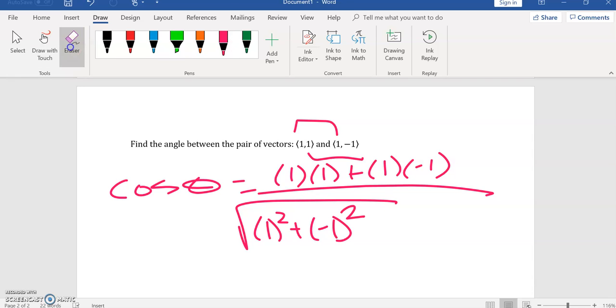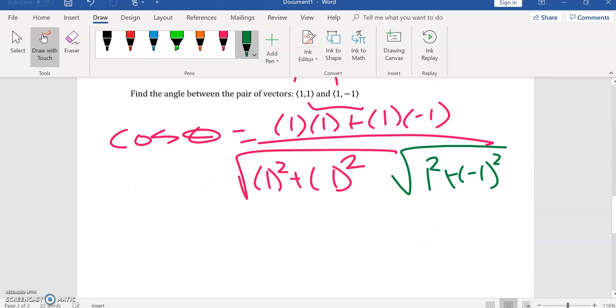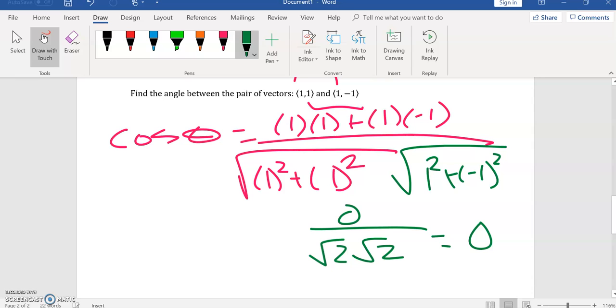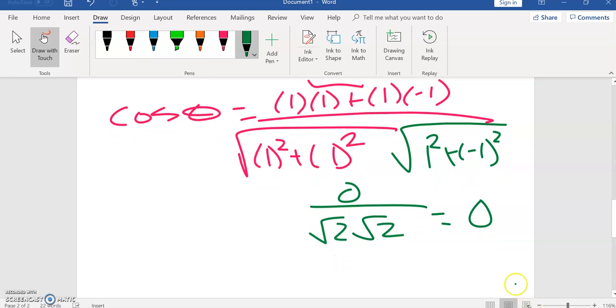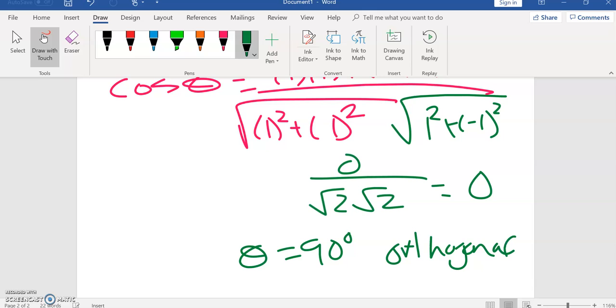No, I'm on the next one. This is just 1 squared. I guess it doesn't really matter. And then 1 squared plus negative 1 squared. So in the top, that's 1 plus negative 1. That's 0 over the square root of 2 times square root of 2. Well, 0 divided by anything is 0. And then at this point, I go, okay, well, the cosine of theta is 0, so theta has to be 90 degrees. So this is orthogonal. This is a right angle.